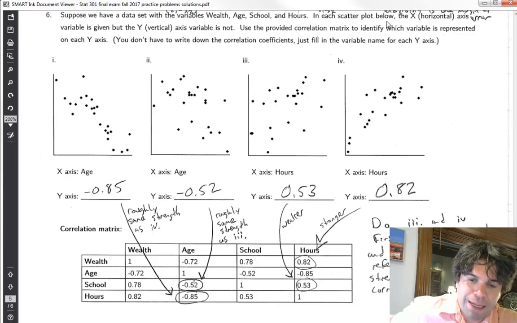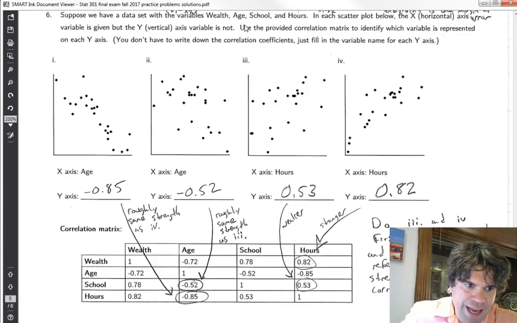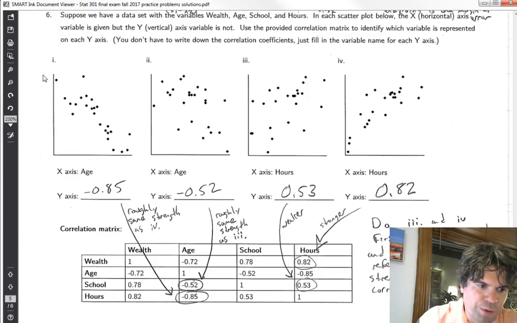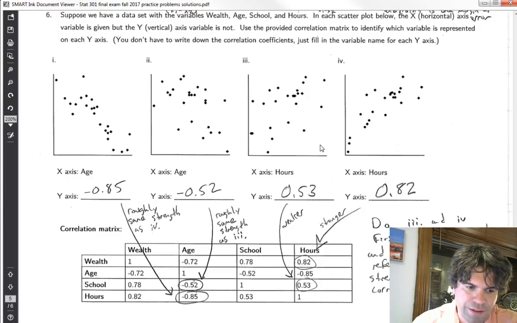In each scatter plot below, the x or horizontal axis variable is given, but the y or vertical axis variable is not given. Use the provided correlation matrix to identify which variable is represented on each y-axis. And it says you don't have to write down the correlation coefficients, just fill in the name for each y-axis. So the x-axes are given here, age and age, hours and hours. I've got this table down here full of correlations, and I want to figure out what are the y-axes on 1, 2, 3, and 4.